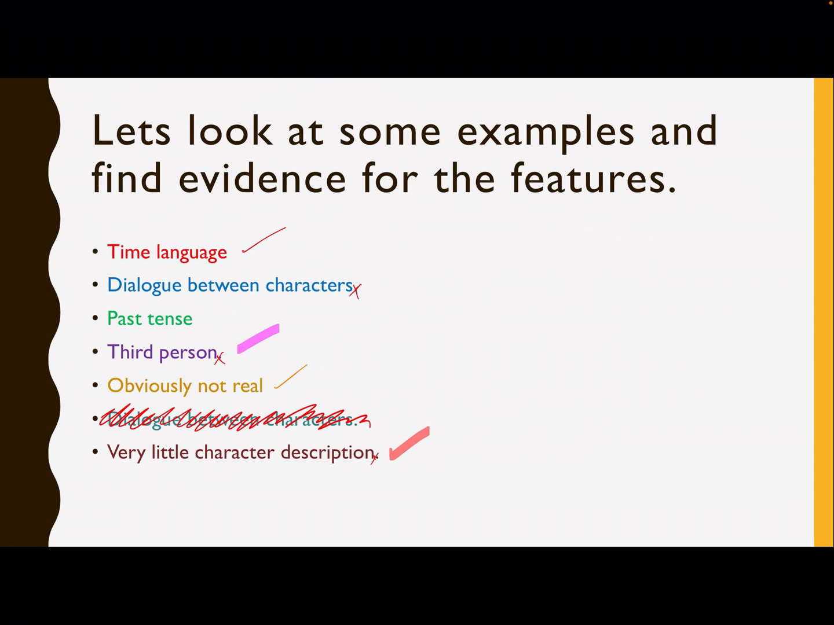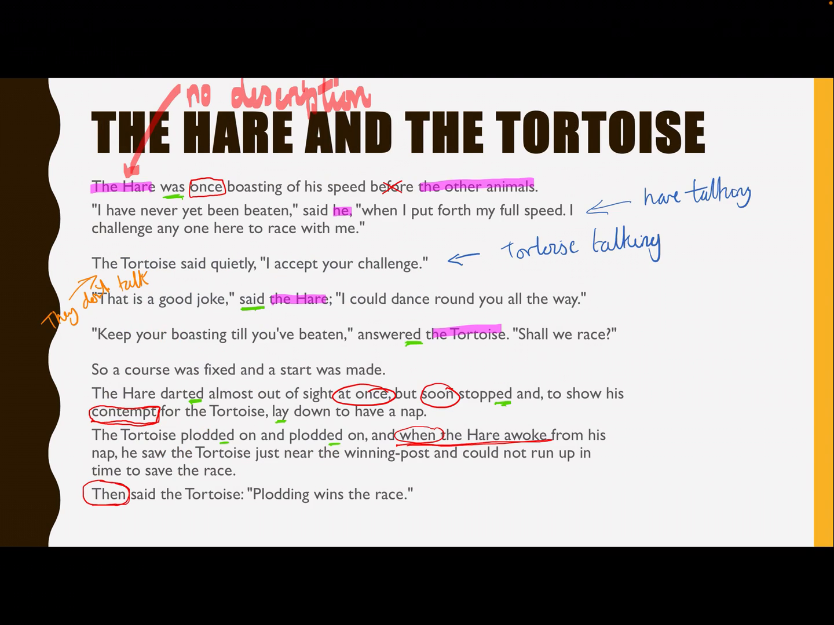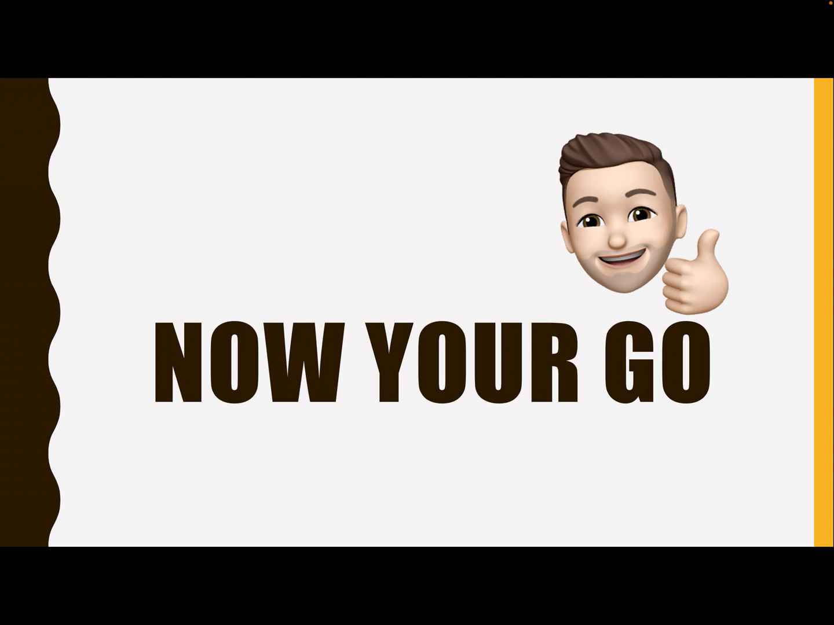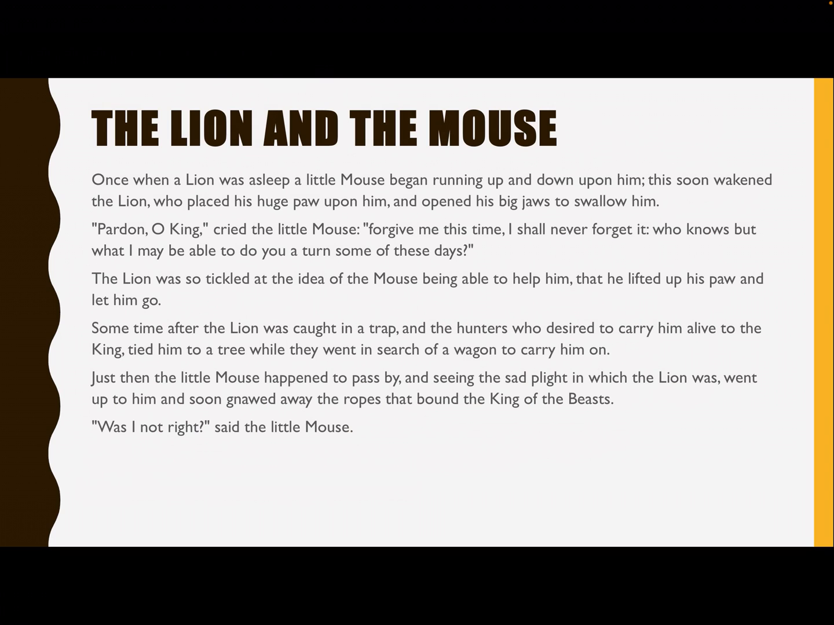Obviously not real. It's about a talking fox. This is obviously not real. Very little character description. It just says fox. You can just write down a sentence under each of those subtitles for each of your two stories. Now, your two stories. Do at least one. If you have time, it'd be lovely if you did both of them. So the first story is The Lion and the Mouse.